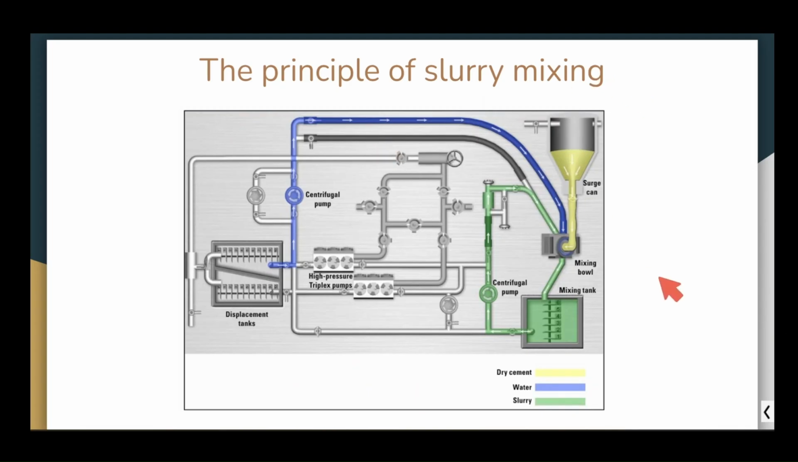And the principle of slurry mixing is simple. This is, in my opinion, the simple schematic of our cement preparation on this cement unit. The yellow color is dry blend cement from the cement bulk hauler, bulk transporter. This is a mixing bowl. When our fluids and dry cement meet in this place, we get the slurry, this green color, the mixed and prepared slurry. This is a circulation system, right here.